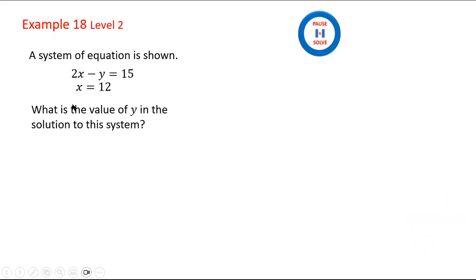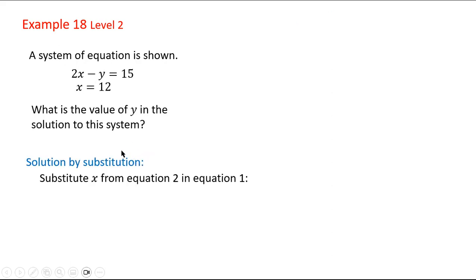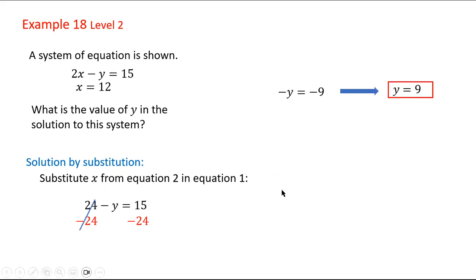Number 18, very similar. Now I made this example for you. Now he is giving you x, or I'm giving you x. I want you to find y. So again, you substitute x here. You get 24, because 12 times 2, minus y is equal to 15. Subtract 24. Minus y is equal to minus 9. Y is equal to 9.